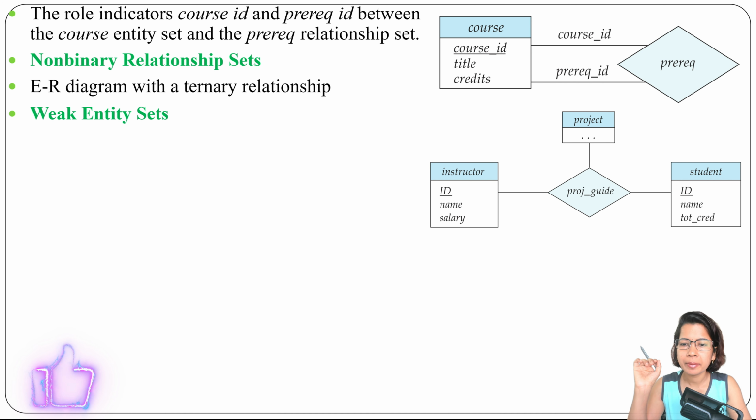Hey everyone, in the previous lecture I discussed participation constraint, complex attribute, role and non-binary relationship. How can we represent all these in an ER diagram? Today I will discuss weak entity set.